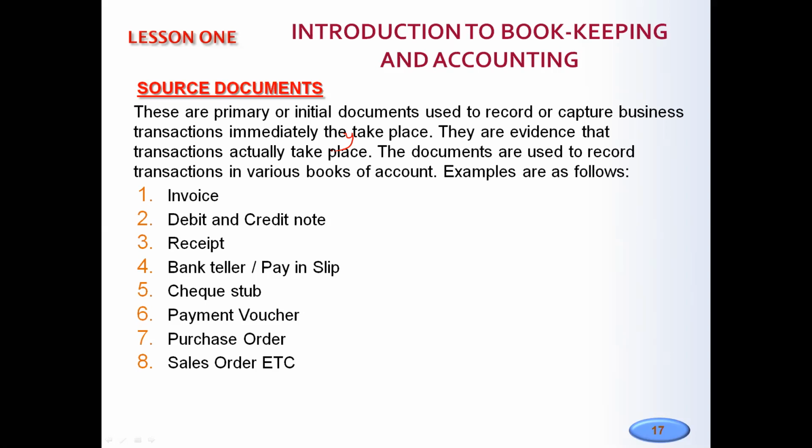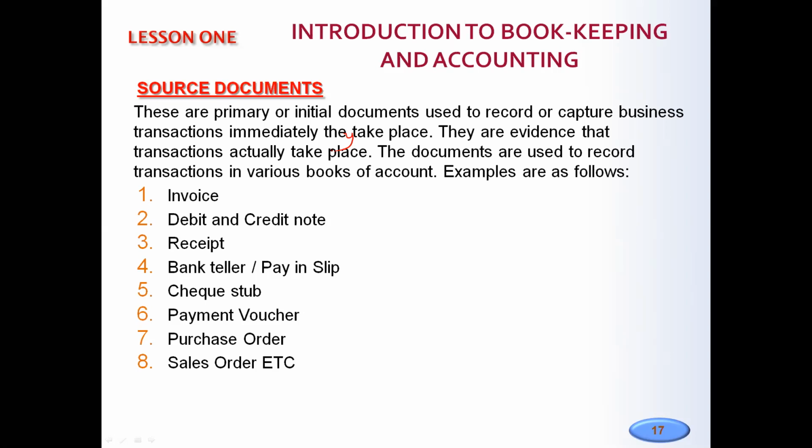The receipt is evidence of cash payments. What you issue when you receive cash from your customer is a receipt. That is evidence of cash collection. Then you have the bank teller or pay slip, evidence that you made a deposit in your bank account, or in your supplier's account. It's evidence of deposit in the bank.